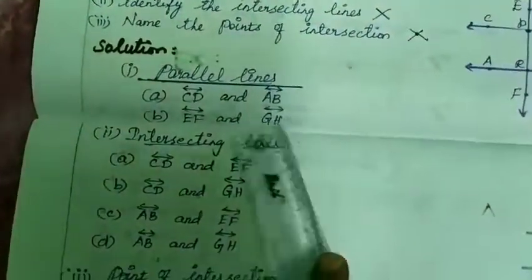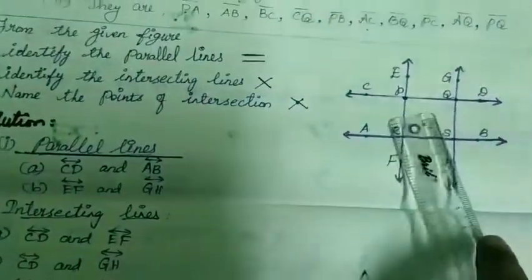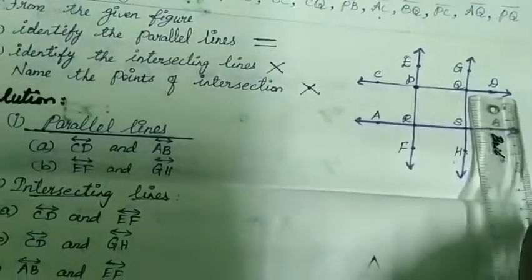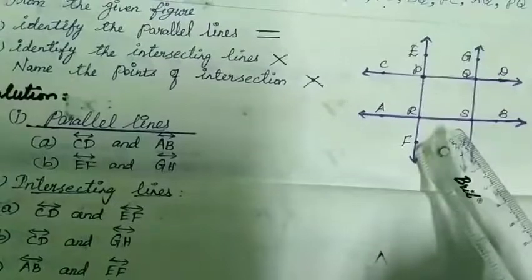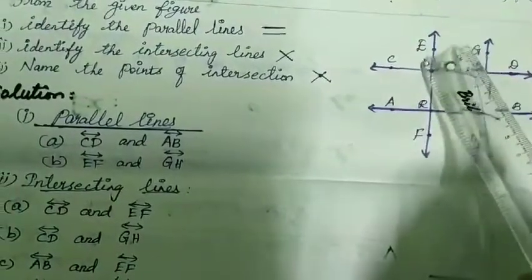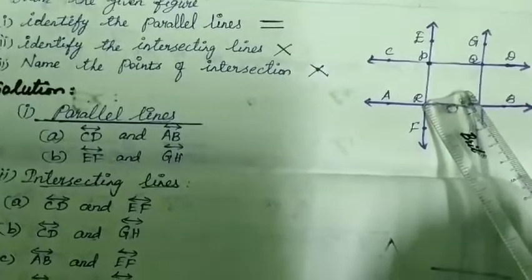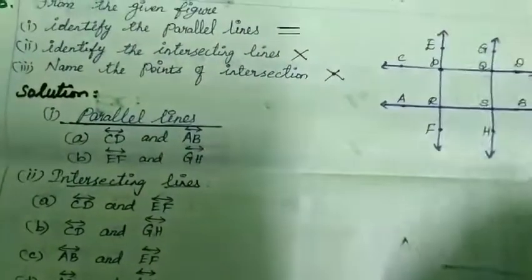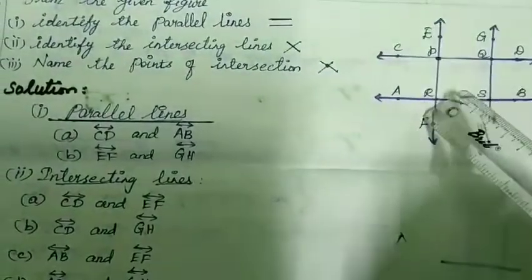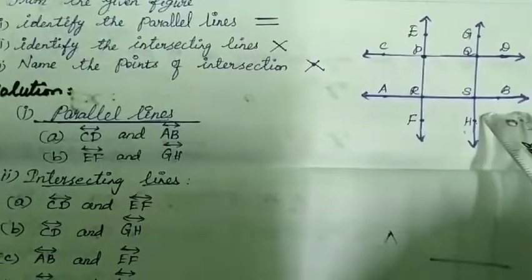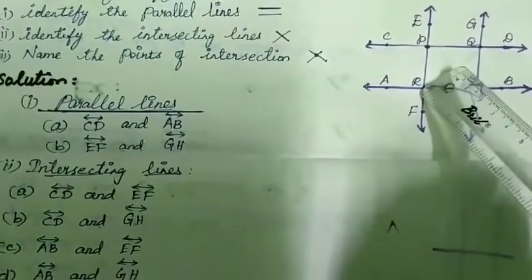Go to the next one, intersecting lines. What are the intersecting lines? CD, and what is the intersecting line of CD? EF. So the point of intersection is P, and R is also a point of intersection. CD and EF. See the next one, EF is also cutting the line AB. AB also has an intersecting point.